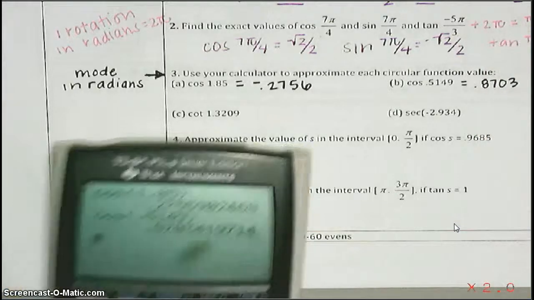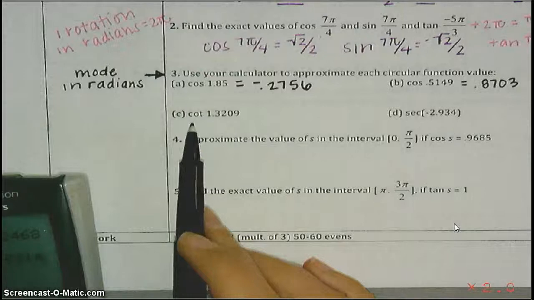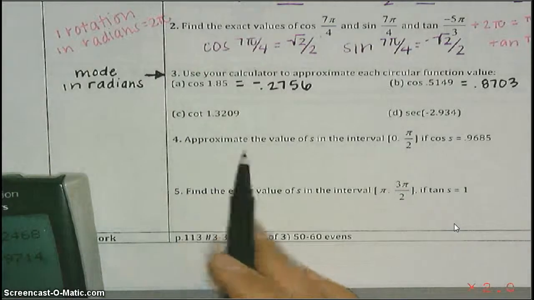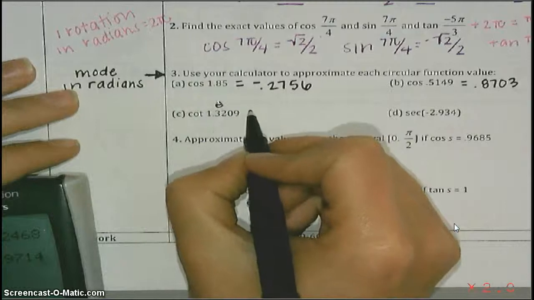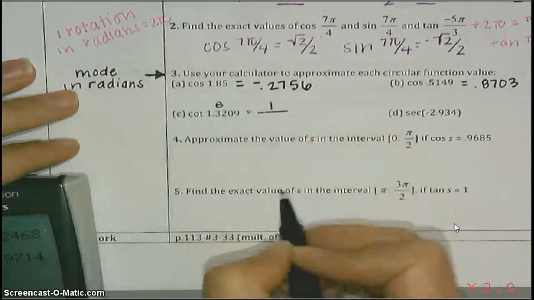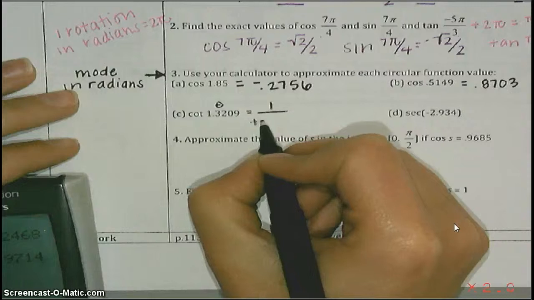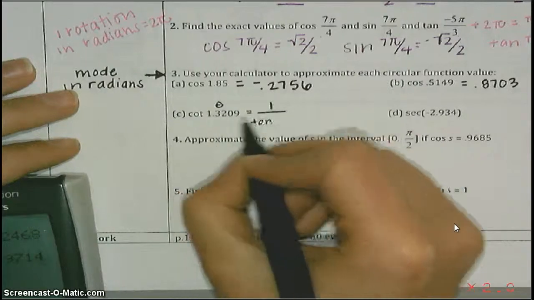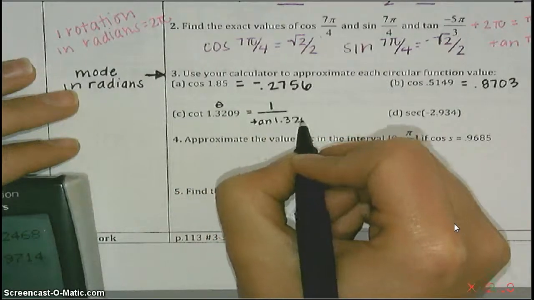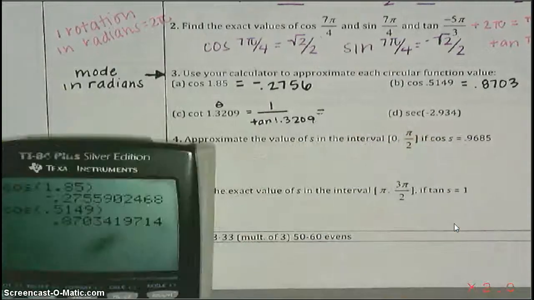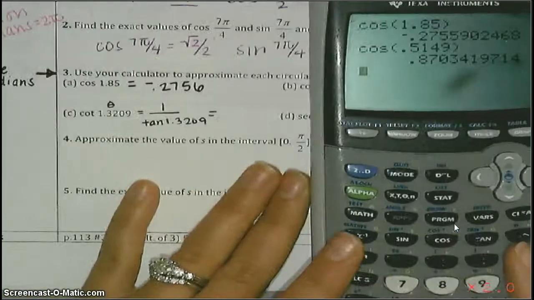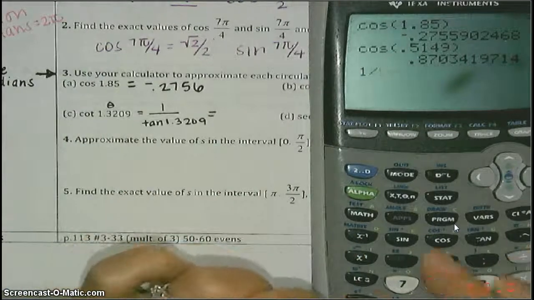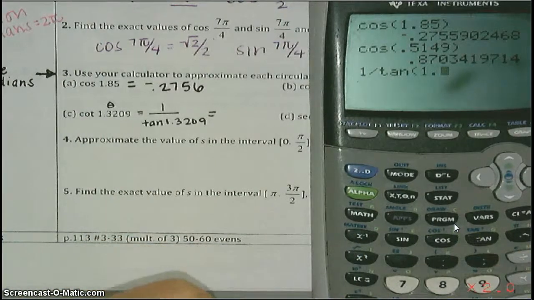Now we get to some other values where you don't have a cotangent button. So in order to do this, you need to do the tangent version. Keep in mind that if you know the angle, so this is theta, what you need to do is think of it in terms of tangent. Cotangent is the same thing as 1 over tangent theta, and our theta amount is 1.3209. So in your calculator, you are going to press 1 divided by tangent 1.3209.